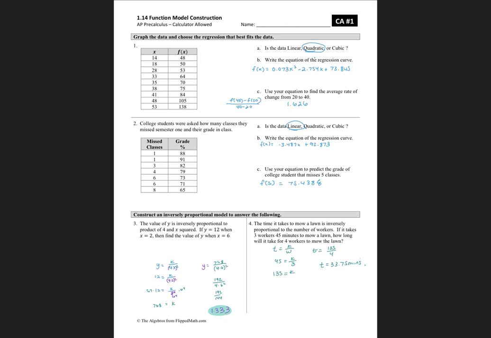You're going to have to write the regression based on your calculator, and then it's going to give you some sort of a question. Like C gave you find the average rate of change for number 1, and then C for number 2 asks you to predict. So there are going to be questions based on those regressions. Questions on either of those?